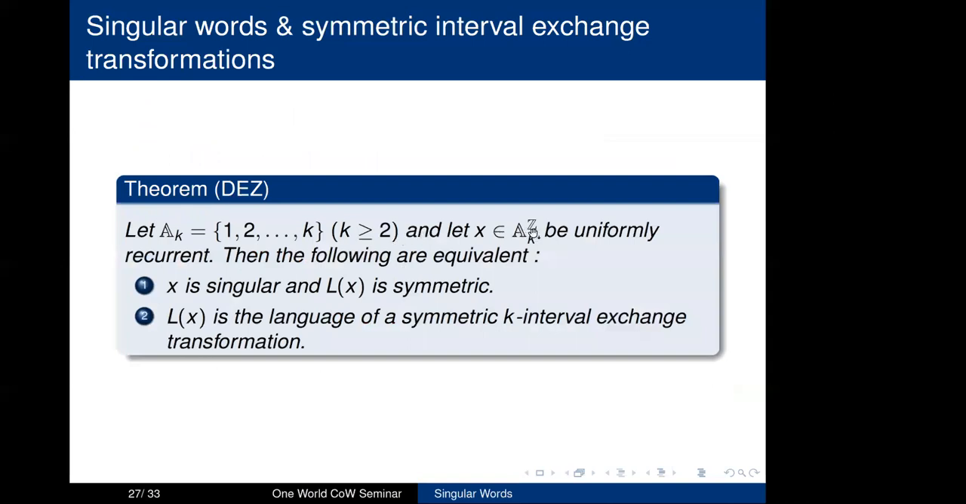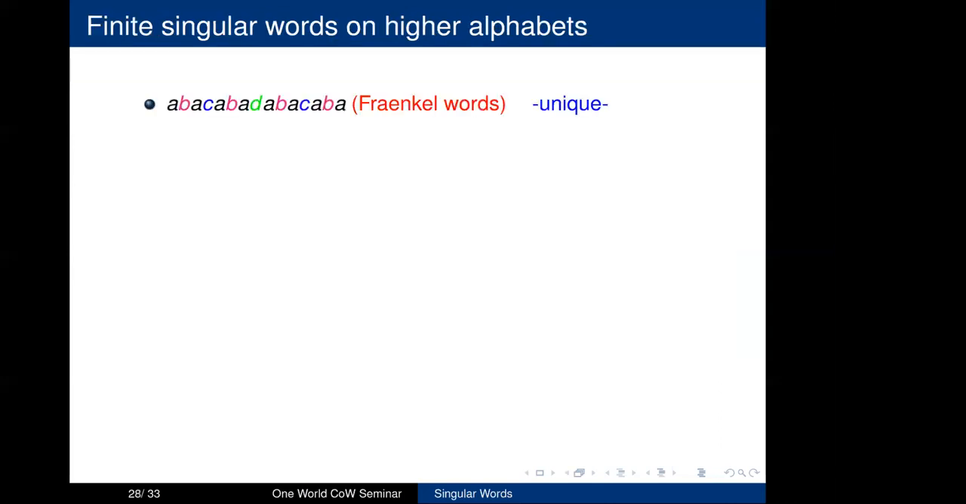So using this, one can prove the following. If I take a uniformly recurrent bi-infinite word on the alphabet 1 through K, then the following are equivalent: X is singular and the language of X is symmetric, which does not follow from X being singular alone, and L of X is the language of a symmetric K-interval exchange transformation. So it's really the singular property that differentiates languages of symmetric K-interval exchange transformations from Episturmian languages or Arnoux-Rauzy languages, okay?